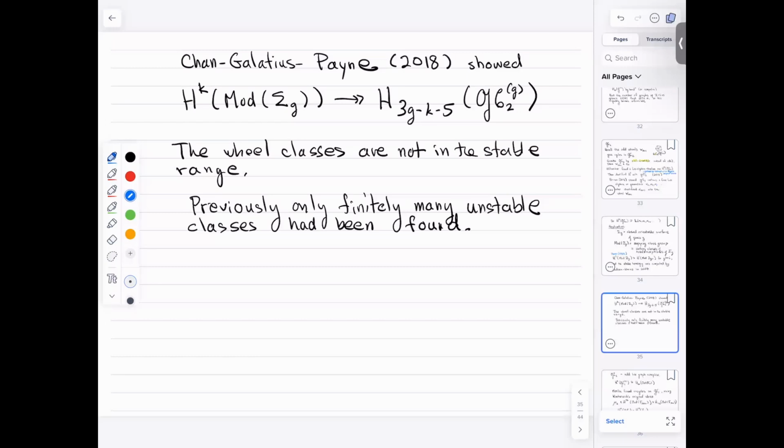Chan, Galatius, and Payne in 2018 showed that the kth cohomology of the mapping class group maps onto the (3g minus k minus 5)th cohomology of GC2. So we have a ton of classes in the homology of GC2. So this gives a ton of classes in the cohomology of mapping class groups, and they're all unstable classes. So this was big news too.